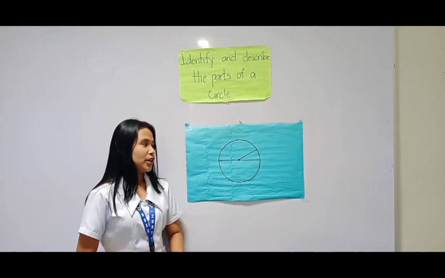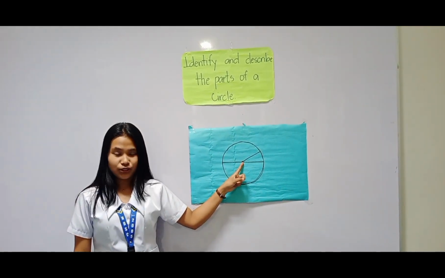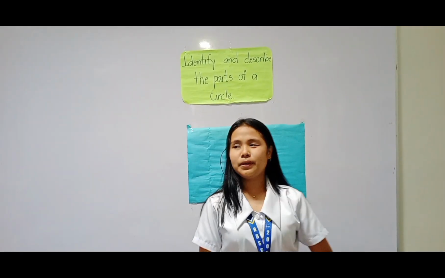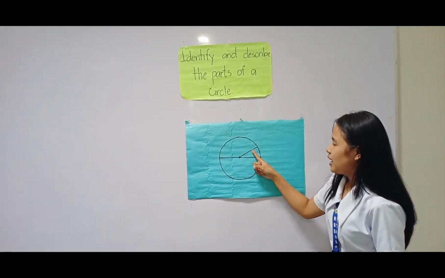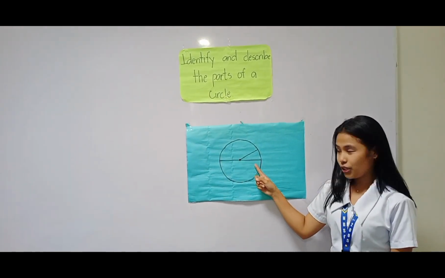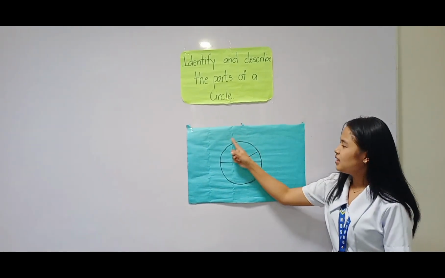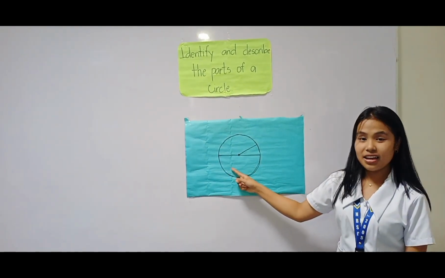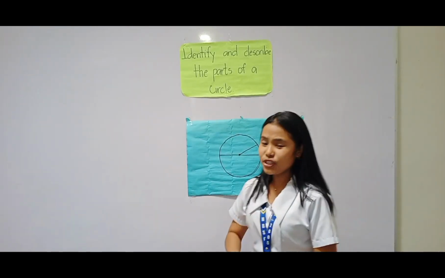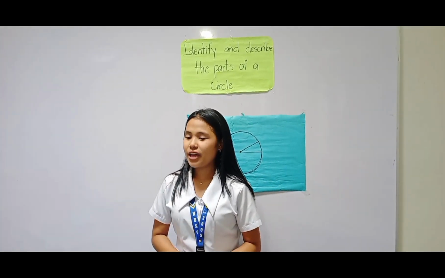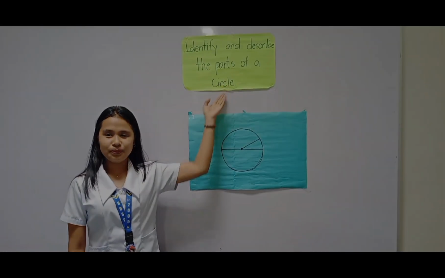Now, I will ask you a question. What do you call this one again? Okay, this is what we call center. Now, what is the difference between the radius and the diameter? The radius is half the length of the diameter, while the diameter is twice the length of the radius. And this one, the boundary of the circle, is what we call circumference. Now class, I want you to get your papers and draw your own circle and label it with the parts of a circle.